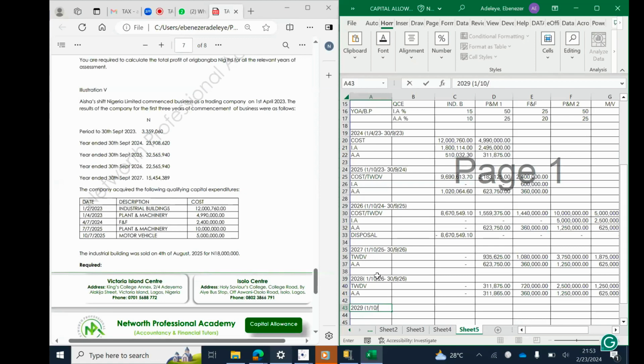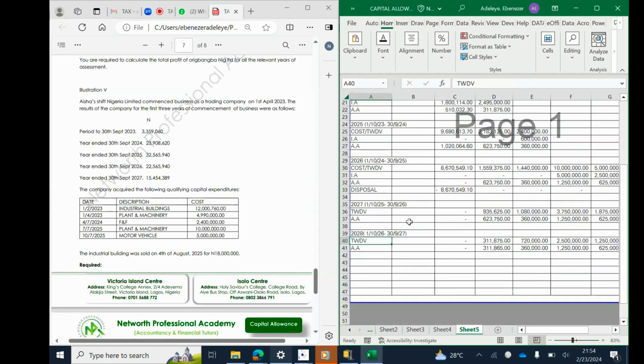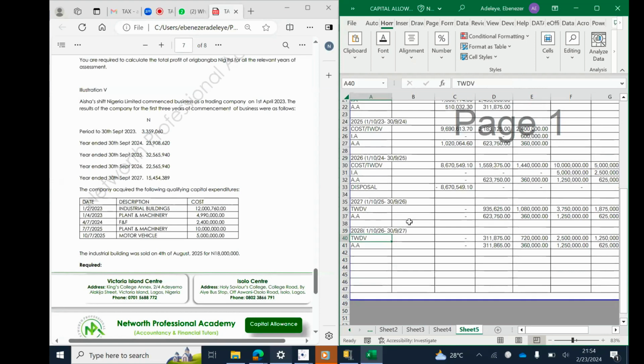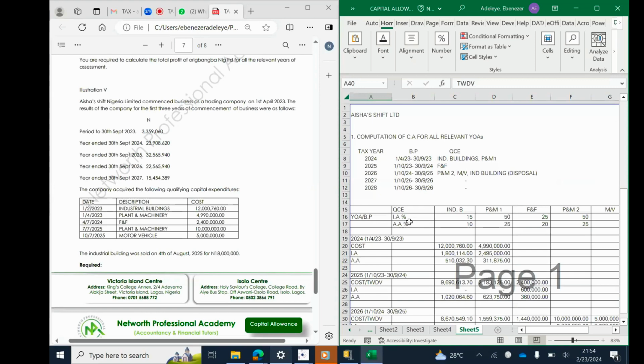This is wrong. This is wrong. Nobody said anything. I hope you guys are seeing this. This should be 2027 now. That should have been our final year, because the profit that we have is to 30th of September 2027. So that is as well our final year.